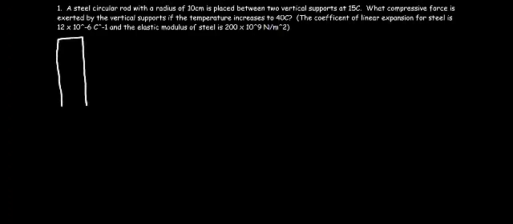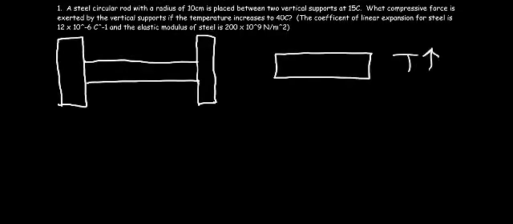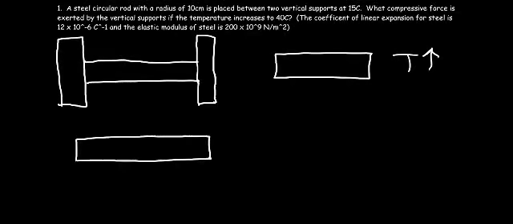So let's say that's the first vertical support, and this is a steel beam placed right between them, and here's the next vertical support. So the vertical supports are fixed in place. Now what's going to happen to the steel beam if the temperature increases? If the temperature goes up, the rod is going to expand, so it's going to get longer. Now, because it's fixed in place by these two vertical supports, those vertical supports will exert a force that will prevent the rod from expanding.